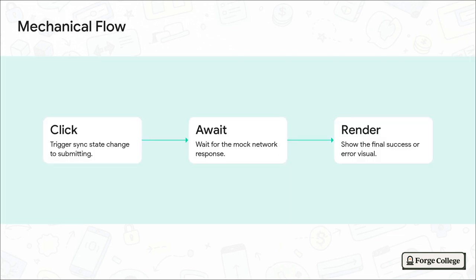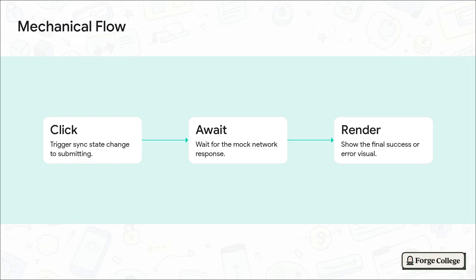All right, here is the mechanical flow of our prototype. Step 1. The click triggers a synchronous state change immediately to submitting. Step 2. We await the mock response from our simulated network. Step 3. We render the final success or error visual.